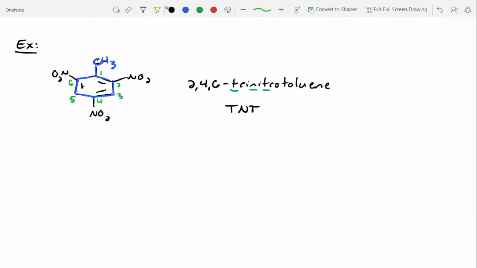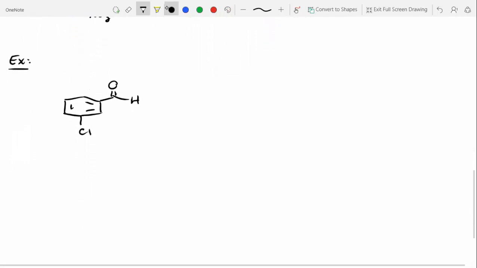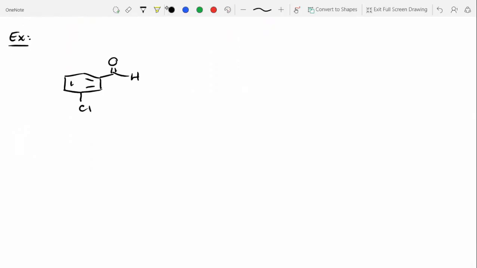Yeah, let's take a look at a different one. So we've got this compound now, and we need to name it. And there's actually 2 acceptable IUPAC names. What's the parent going to be? Benzaldehyde. We could go through and we could say 1, 2, 3 chlorobenzaldehyde. That would be fine.